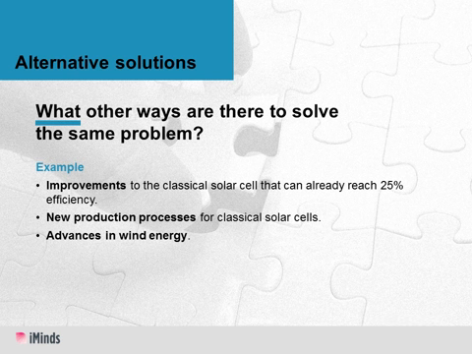Alternative solutions in the solar energy project include, amongst others, continuing improvement in classical solar cells, or the invention of new production processes for them. You should also keep an eye on approaches and technologies that solve a wider problem in a completely different way. If wind energy becomes much cheaper than solar energy, it might completely overtake the solar energy market.